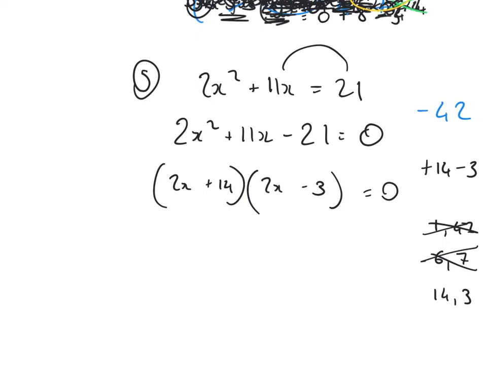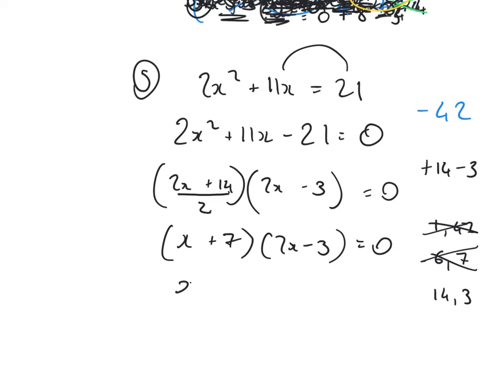Okay, the first bracket, can I factorise it further? Yeah, from 2 and 14 I can take out a common factor 2, so I'll go ahead and do that. 2 into 2x goes x, 2 into 14 goes 7. Second bracket, close inspection, can I take out a highest common factor? No, I can't, so I just put the bracket down again and I'm ready to solve. x plus 7 equals 0, 2x minus 3 equals 0.